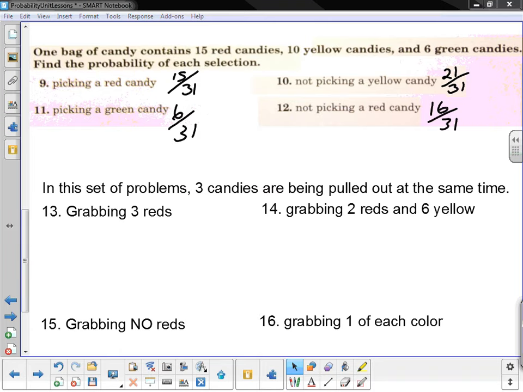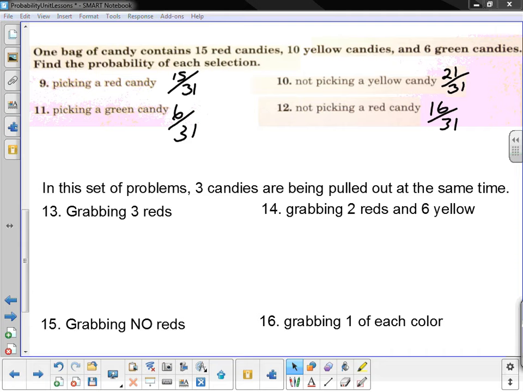Like these. Notice we're grabbing 3 candies at a time. Same bag of candies, and instead of just grabbing 1, we're grabbing 3. So in this set of problems, we're going to pull out 3 candies. The first question I have is, how many different ways can we pull out 3 candies? Is that a permutation or a combination? And the answer is combination, because we're just grabbing them all at the same time.